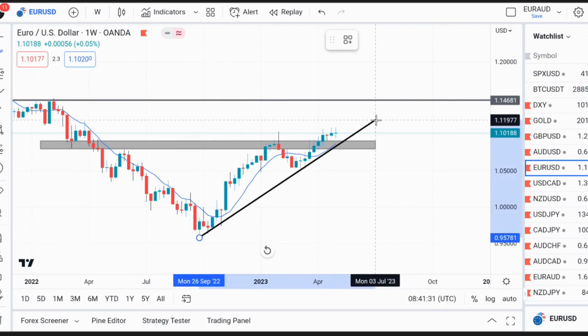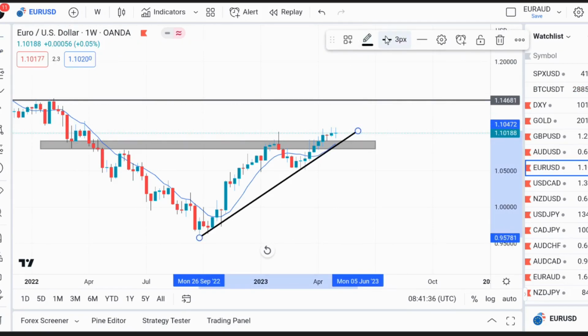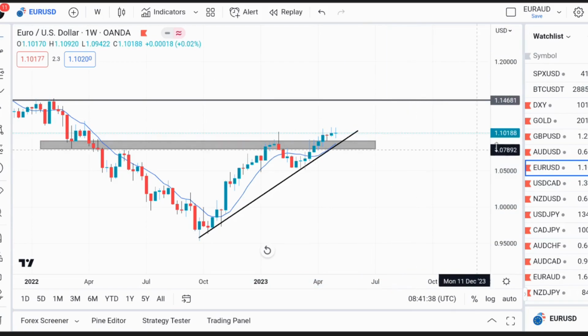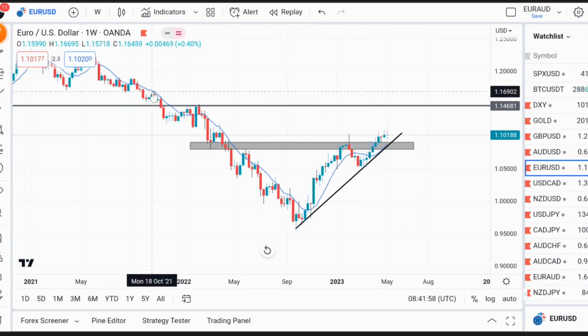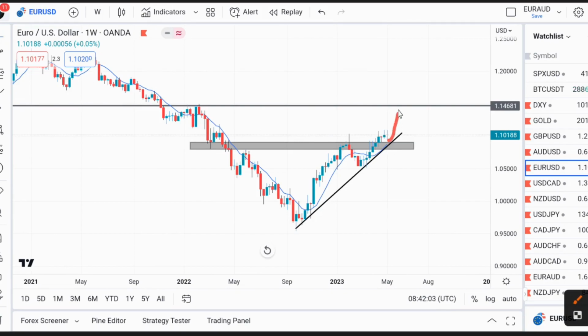So actually, even if you want to see a retracement, the retracement might not pass this particular level right there, and then see a move to 1.14681. So that's what I'm looking at on EUR/USD this week, because this is where the opposite effect might actually come in.